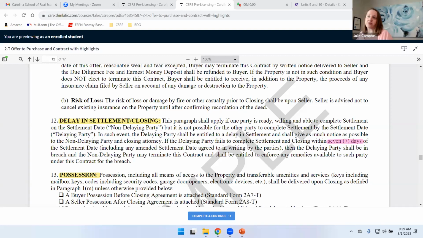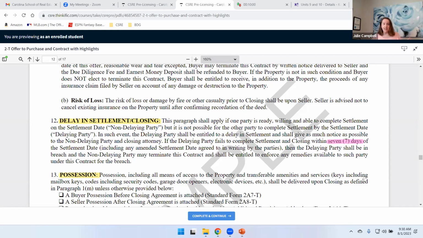So basically what we're saying is, we're supposed to close today. Buyer can't get loan approval. Seller has no choice for the next 7 days but to sit still and hope, fingers crossed, that we can get loan approval and get this thing closed in 7 days. If the seller terminates today, they're in breach and they suffer those consequences of breach. So the seller sits still for 7 days. The non-delaying party sits still for 7 days.